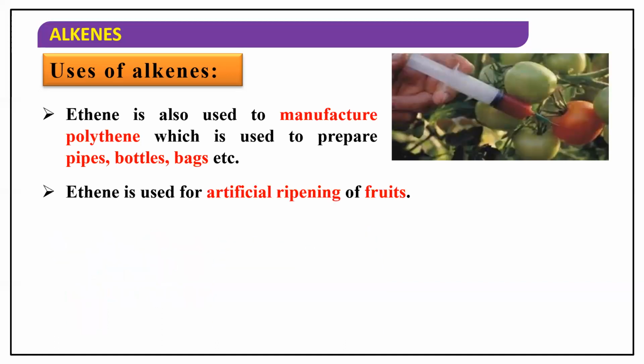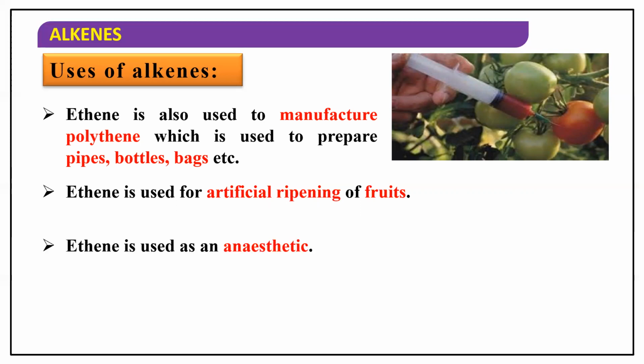Ethene is used for artificial ripening of fruits. Now, you would have heard about this artificial ripening. Fruits, if they have to be left for natural ripening, will take their own time. But nowadays, people are not patient enough. They want everything quickly, and they want fruits also to ripen quickly. And how do they do that? By using ethene for artificial ripening.